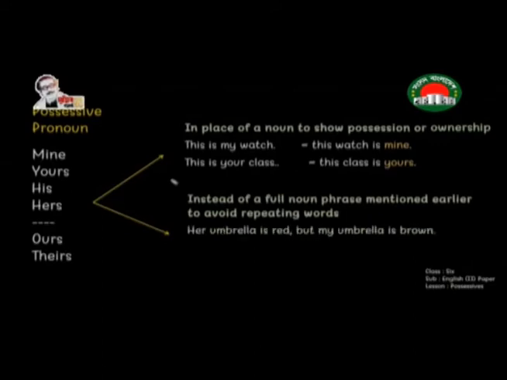For example, her umbrella is red, but my umbrella is brown. So we can say instead of that, her umbrella is red, but mine is brown. So we actually avoid repeating words in these examples. And earlier, we found that the pronoun shows ownership or possession.